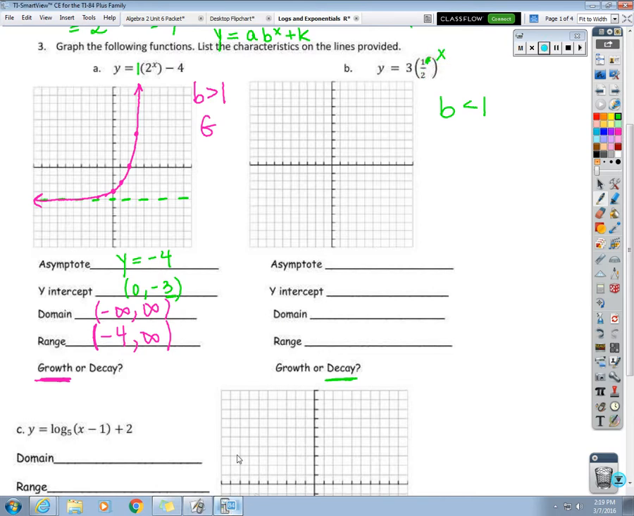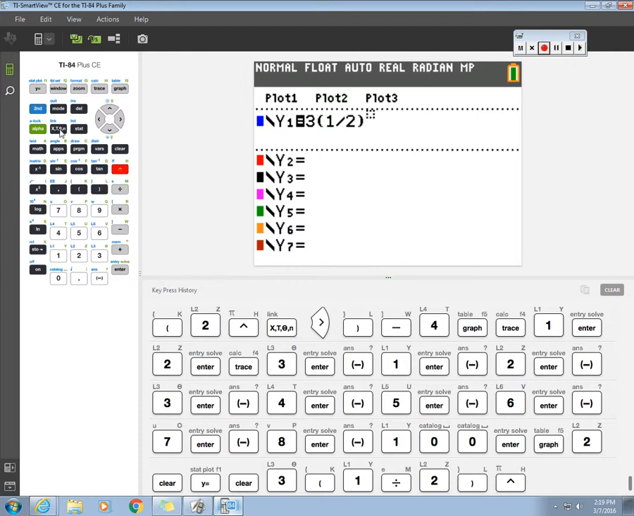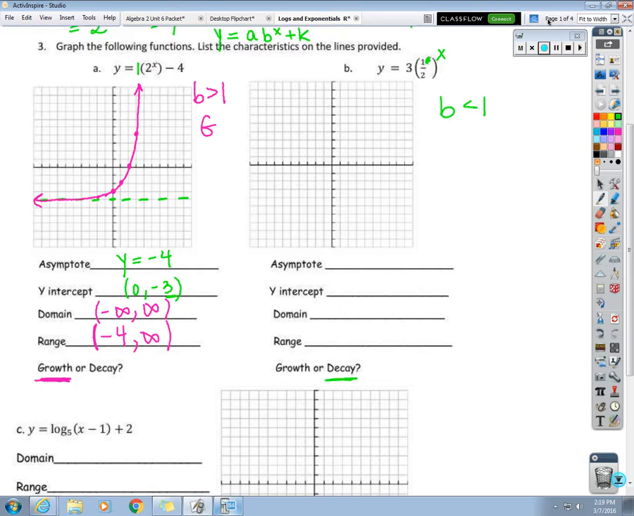So let's graph it first. Y equals 3 parentheses 1/2 all raised to the X power. That's why the X has to go on the outside. Now we graph it. And where is the asymptote? Where is that curve kind of leveling out? 0. Okay, and isn't the asymptote an invisible boundary line that crosses through the y-axis at 0? It doesn't go below 0. So it's y equals 0.